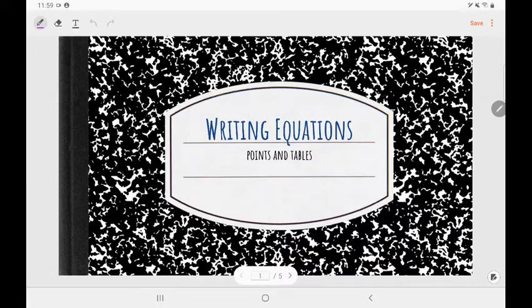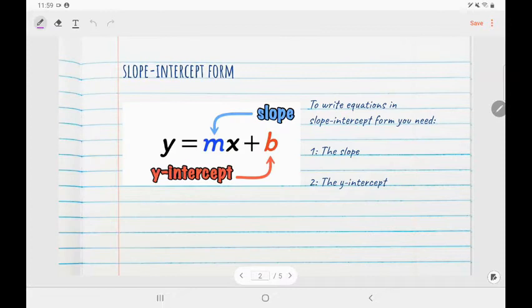Today, we're going to cover writing equations of lines if we are given points and tables. So let's go ahead and get started. If I'm going to write my equation, I need to use the slope-intercept format. So y equals mx plus b, where m stands for my slope.